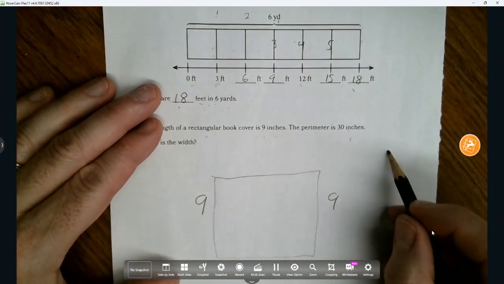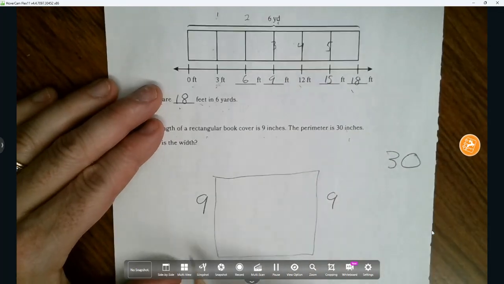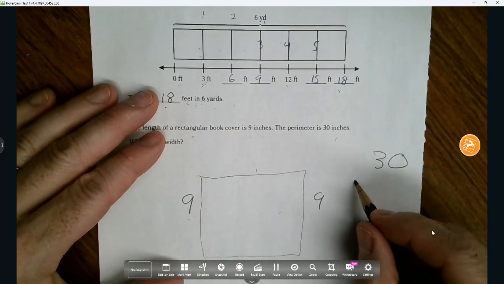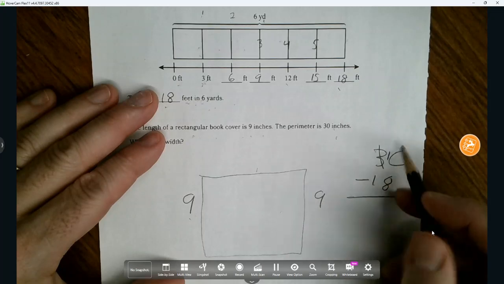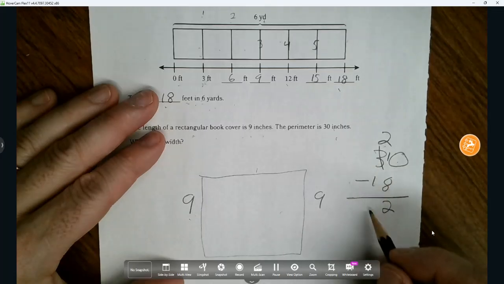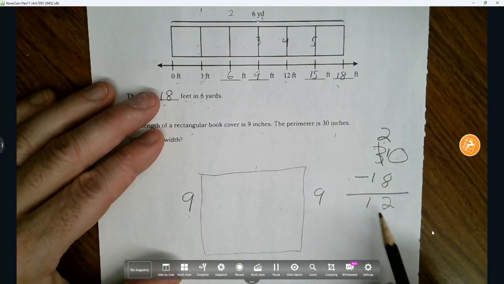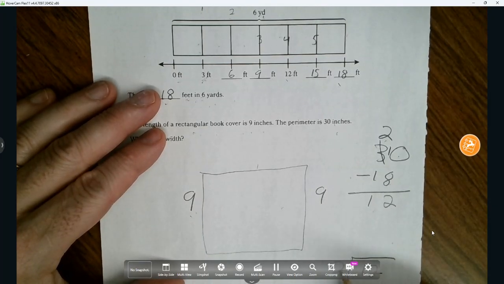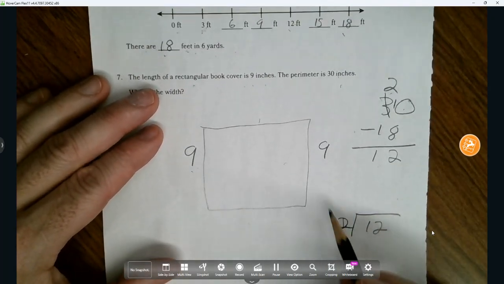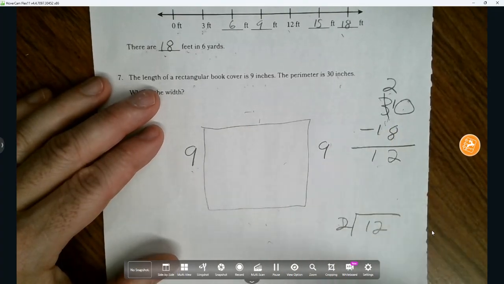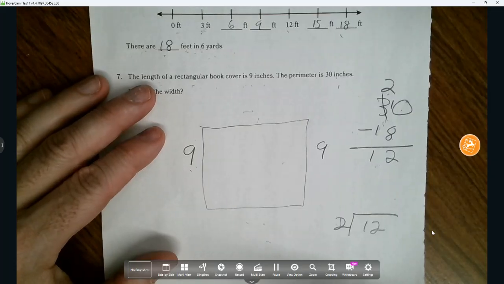The whole thing is 30. Perimeter, remember, is the distance around the outside. So we need to figure out what's left. So we have 9 and 9. What's 9 plus 9? Let's take that away from 30. So 10 minus 8, 2. 2 minus 1, 1. All right, so now we need to divide this by 2. So divide 12 by 2. Put one of the numbers up here, one of the numbers up here. Then if you add all these up, you should get 30. But I'm not doing that for you. You're going to do that one on your own because I am getting out of here.